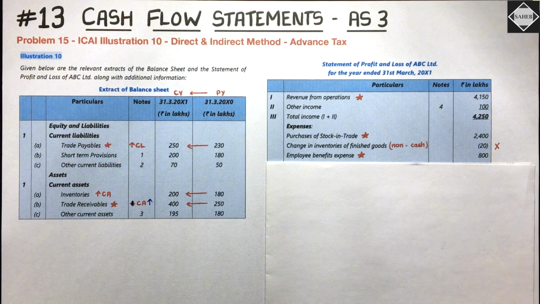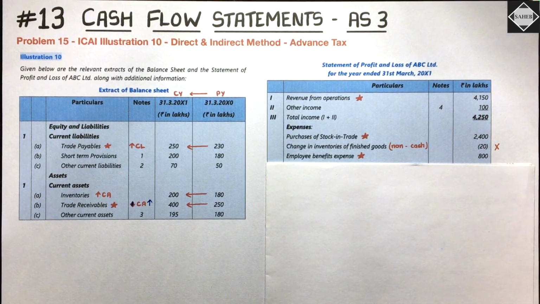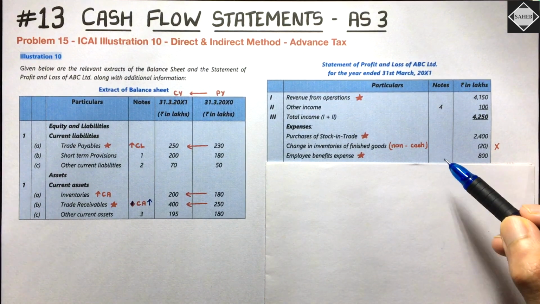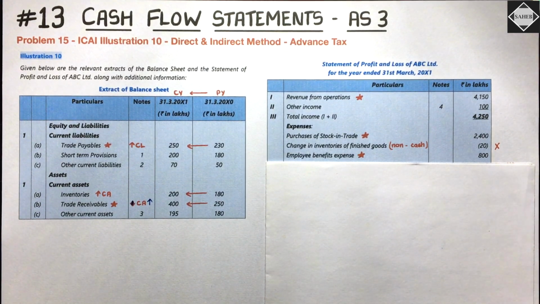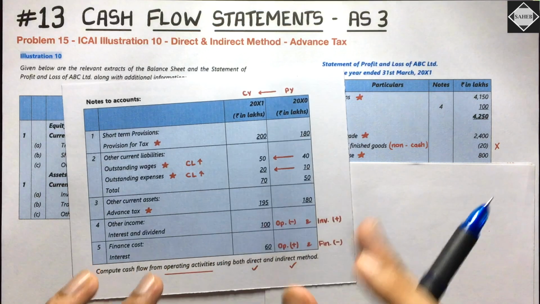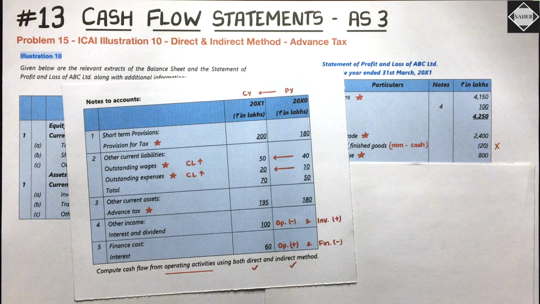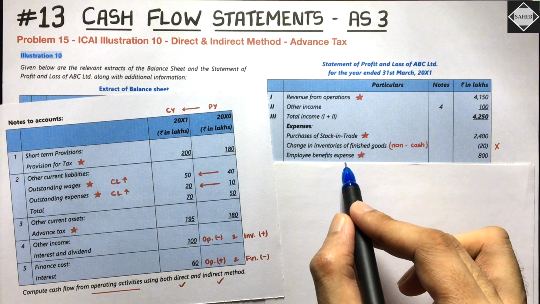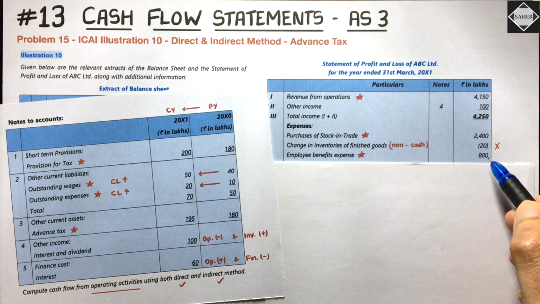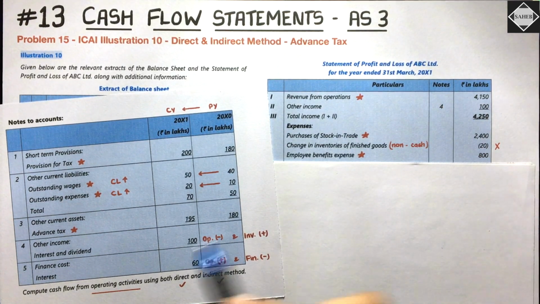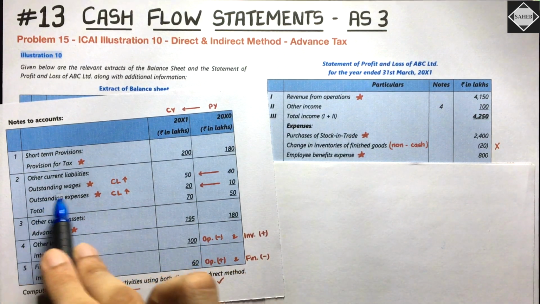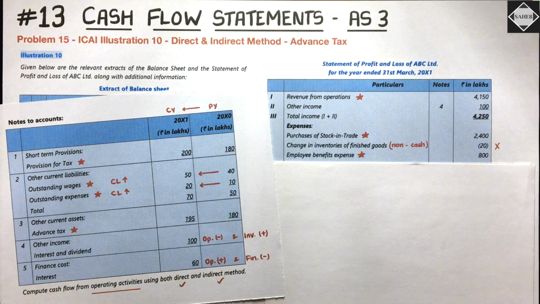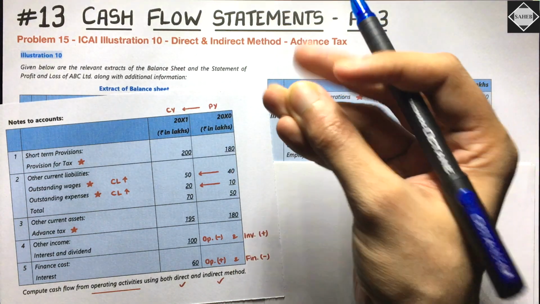Next, we have employee benefits expense. Employee benefit expense means salaries and wages and everything, whatever we pay to employees. So that's 800. Now understand, this is just an expense. And then in the notes to accounts, we came to know there is an outstanding wages balance. So we'll have to open a ledger account of employee benefit expense and consider both things: this 800, the P&L item, as well as this liability, outstanding wages, opening and closing. We'll find out how much employee benefit expense is actually paid.